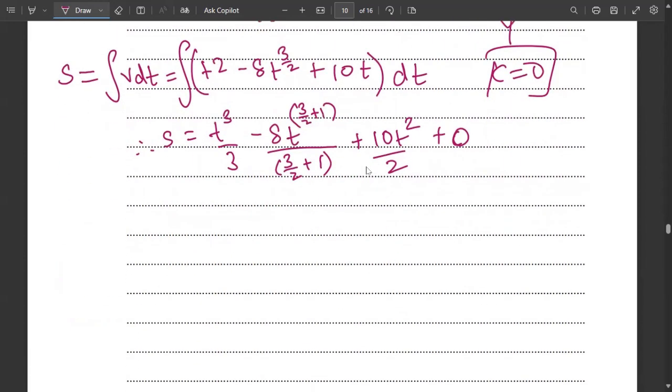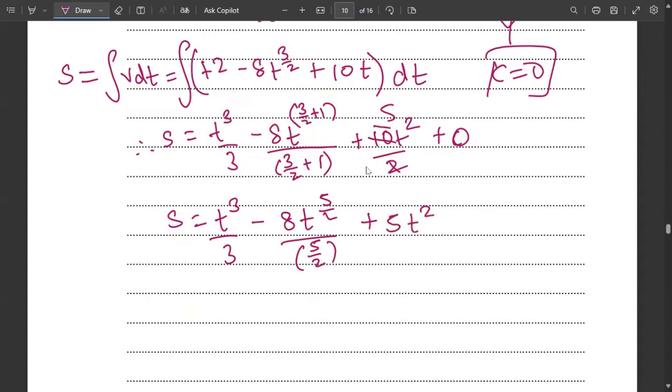Now let's get going. S equals t cube on 3 minus 8t raised to 3 by 2 upon 3 by 2, plus 5t square. Now this 2 can go up, and 8 and 2 will multiply to give me 16. So 16t raised to 3 by 2 upon 3.